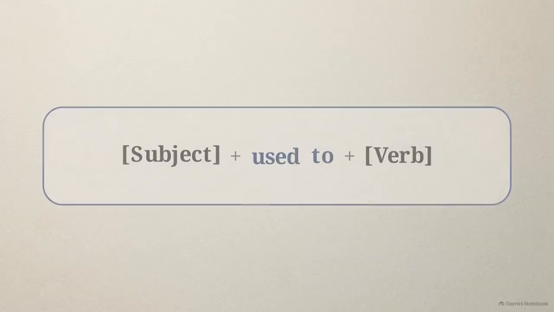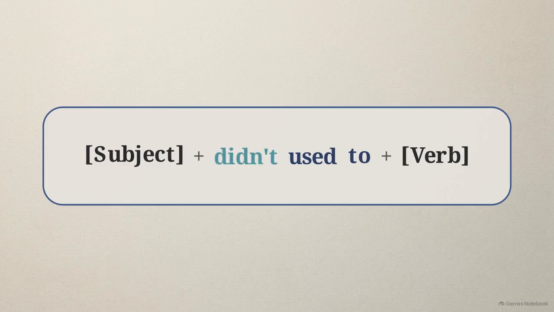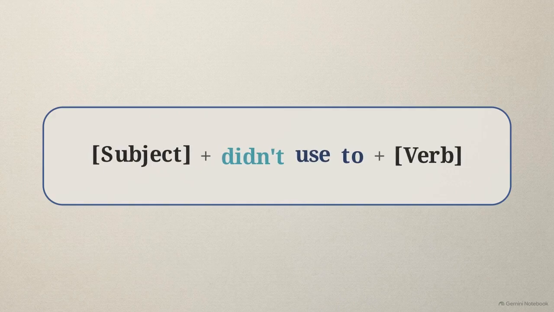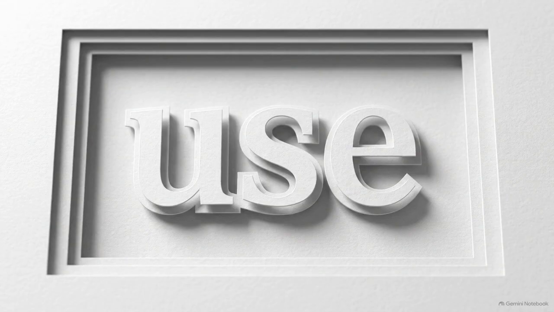To talk about something that wasn't a habit, we add the word "didn't" into the mix. Our sentence changes to look like this. As soon as the word "didn't" appears, look at what happens to the D at the end of "used." It disappears. This happens because the word "didn't" is already doing the work of telling us this happened in the past. Since the time is clear from that one word, "use" goes back to its simplest form.